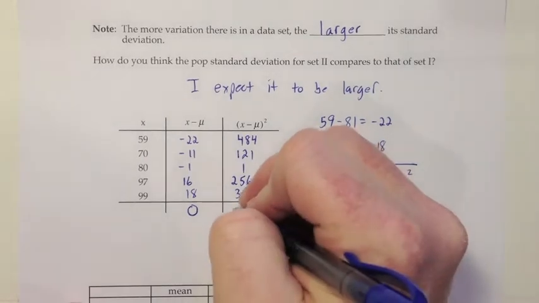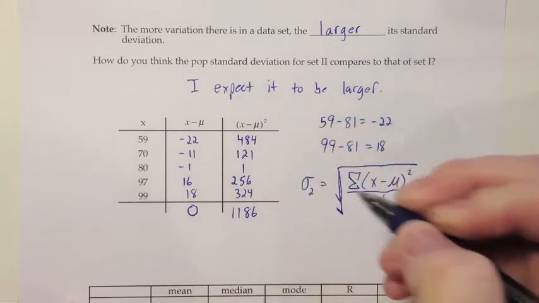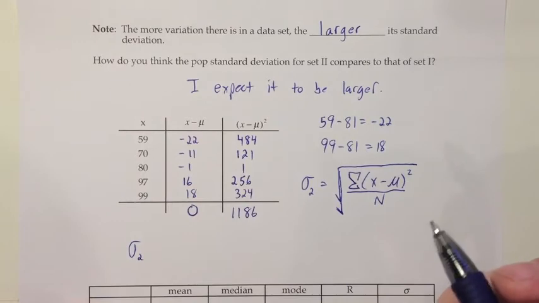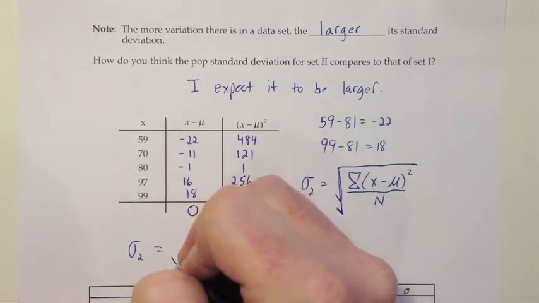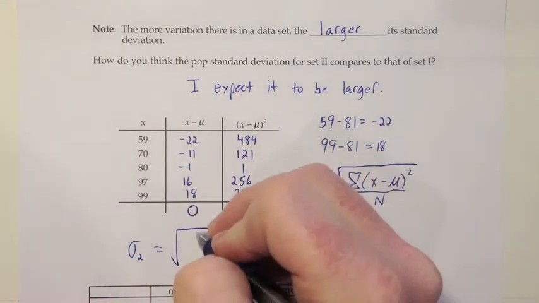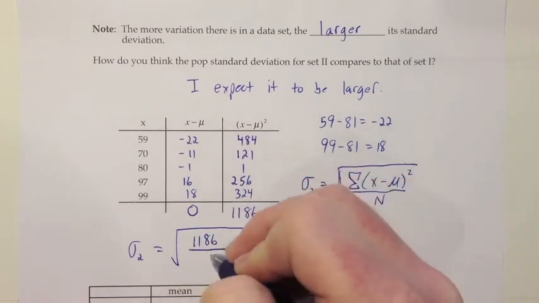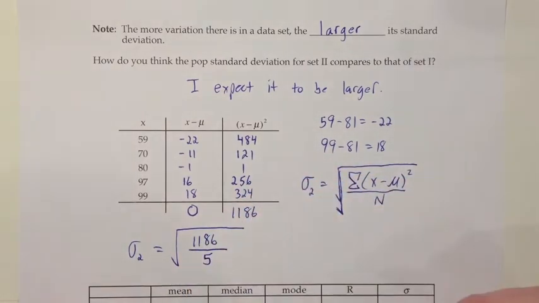And I get 1186 for that sum. And so I'm going to want to plug that in here. Our sigma, our second sigma for data set 2 would be the square root of 1186, which is the sum of our squared deviations, divided by 5, which is the number of data values we had in this small population.